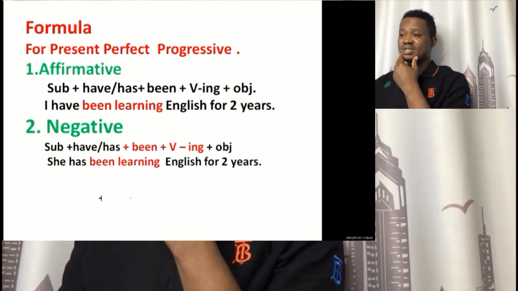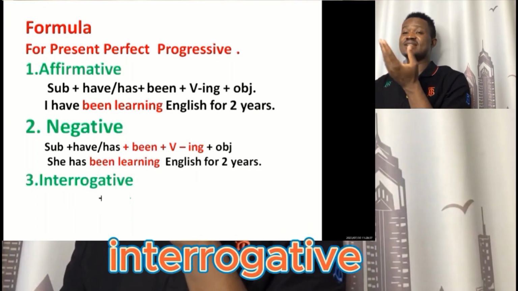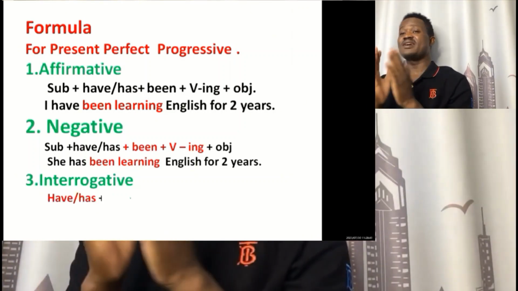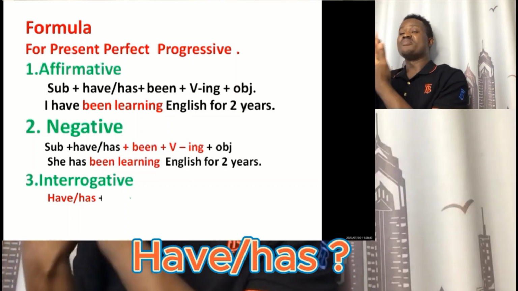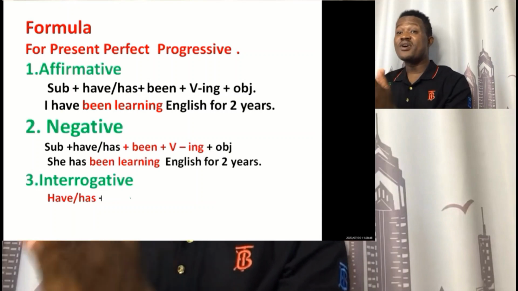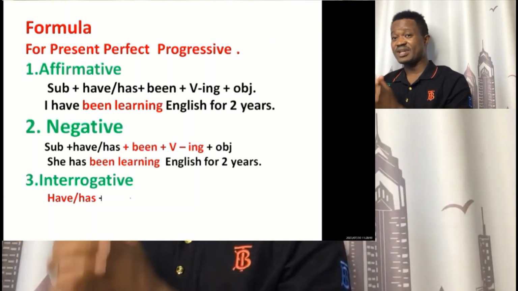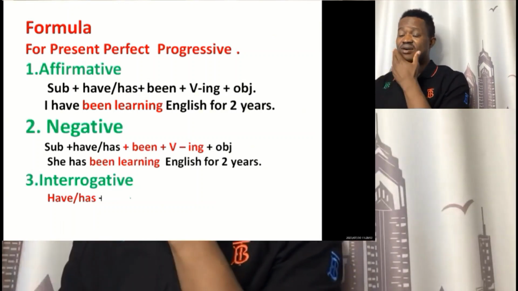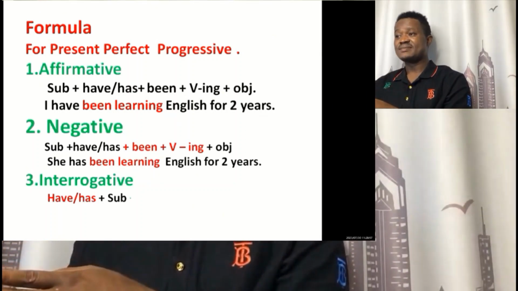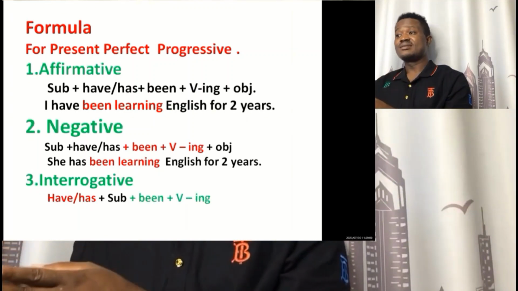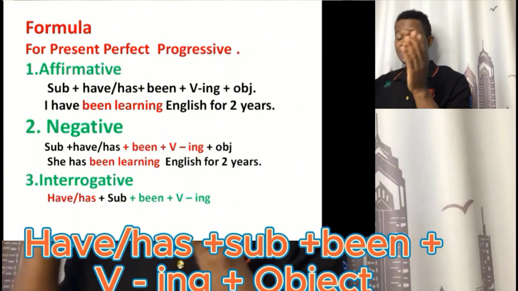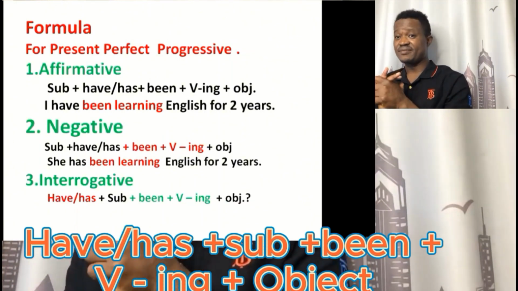All right, guys, let's go to the interrogative form. The interrogative form has to start with have or has. You've got to see have or has before the subject in the interrogative form, that is, the question form. So it's have or has, plus the subject, plus been, plus verb-ing, plus object. This is the interrogative formula.